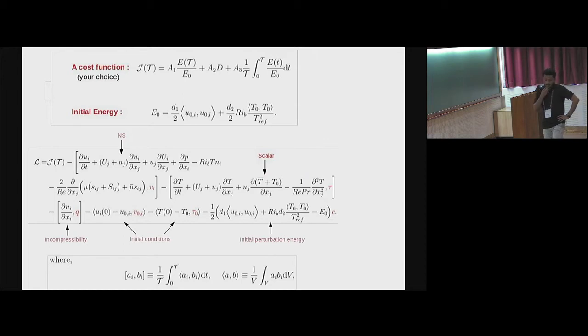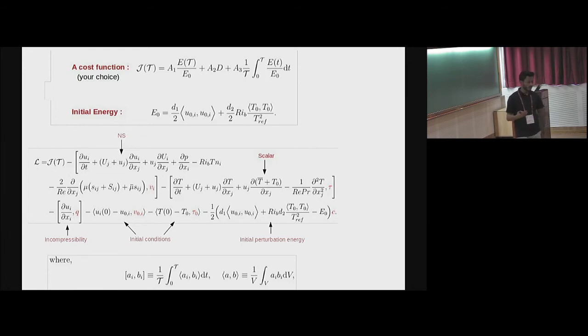Then you define a cost function, which is of your choice, and you are at liberty to define anything that you want. Here I define it as a combination of different things, like the ratio of your final energy to the initial energy, or a time-integrated energy of the flow. And then once you have a cost function, you define a Lagrangian. So this Lagrangian is a combination of the cost function, which is constrained by the flow equation.